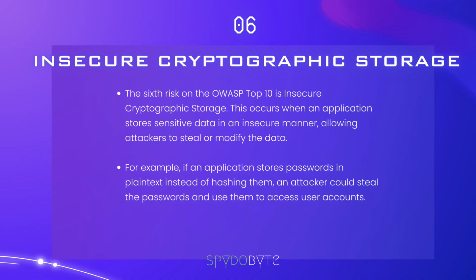6. Insecure cryptographic storage. The sixth risk on the OWASP Top 10 is insecure cryptographic storage. This occurs when an application stores sensitive data in an insecure manner, allowing attackers to steal or modify the data. For example, if an application stores passwords in plain text instead of hashing them, an attacker could steal the passwords and use them to access user accounts.